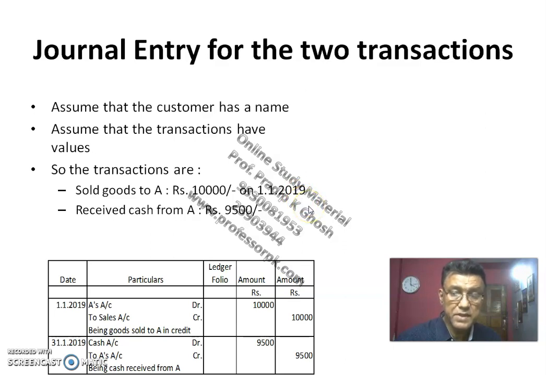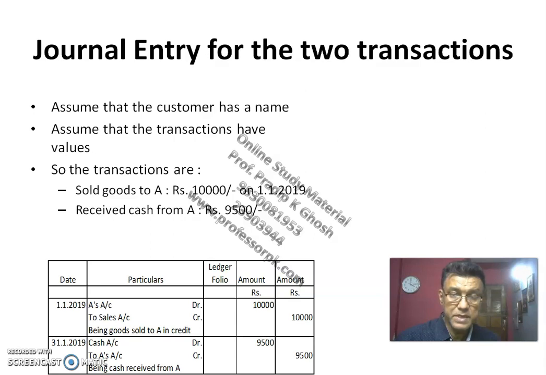So the first entry will be A's account debit to sales account. A is the customer. Customer has received the goods. Customer is a personal account. Personal account says debit the receiver, credit the giver. Therefore, A's account should be debited.